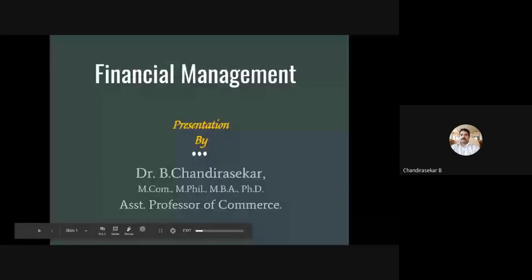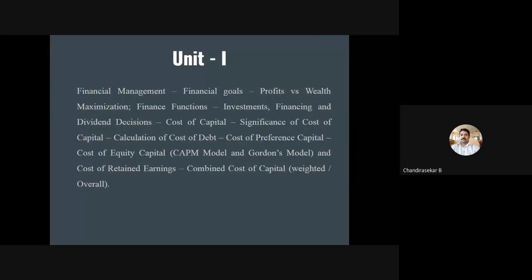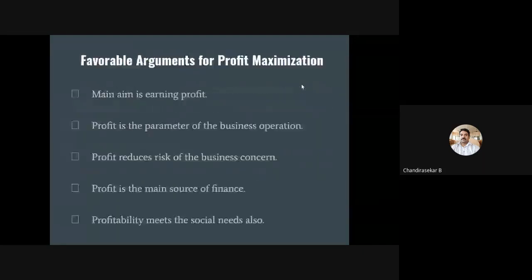Can you remember what we discussed in the previous class? IRR NPV is over, then we were doing the internal rate of return method. So those things come under the second unit now. We started the first unit last class, cost of capital. So under the cost of capital, I think cost of debt we already discussed. And I have shared the Google sheet also.